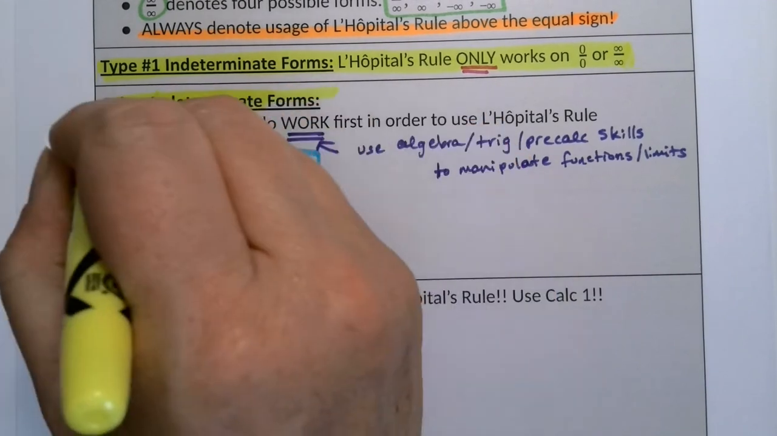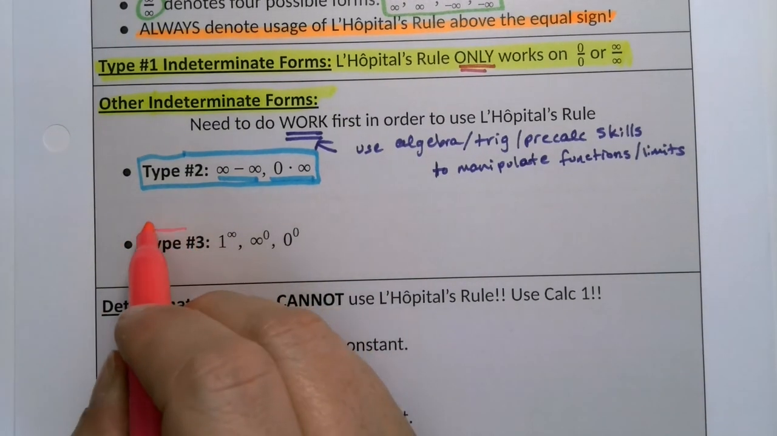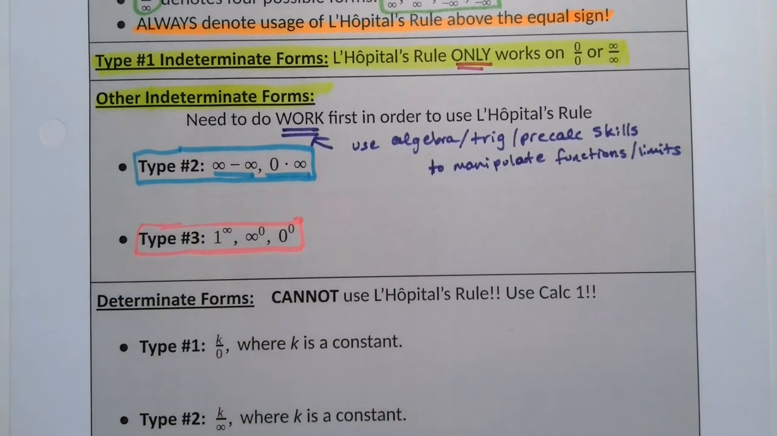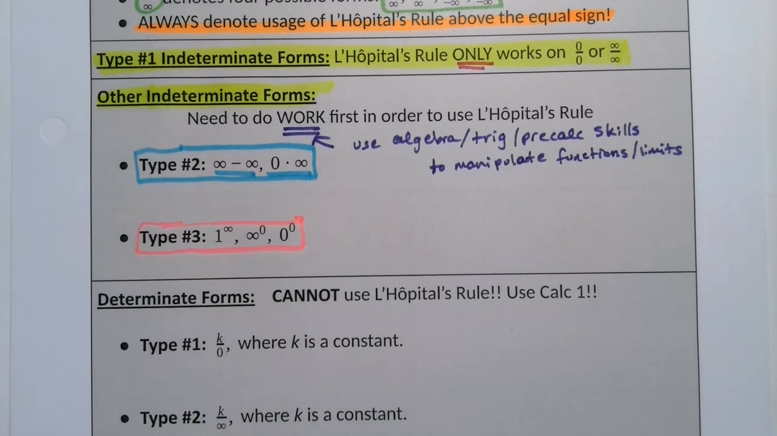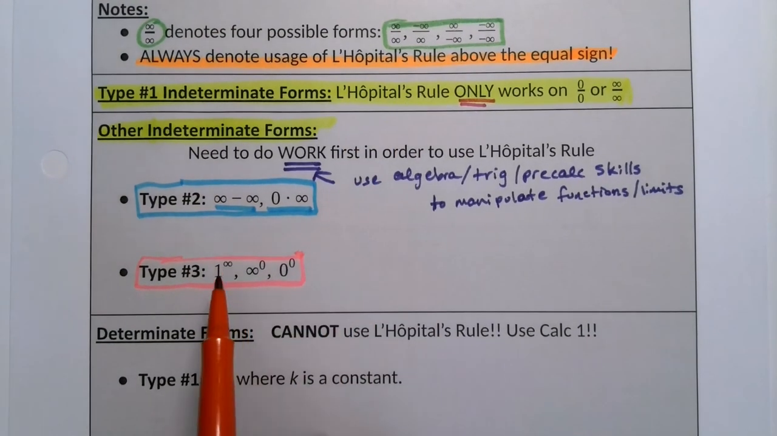All right. And then type 3 would be this type right here. 1 to the infinity, infinity to the 0, and 0 to the 0. Well, you think 1 to the infinity is 1, but it's not. This is not saying 1 times 1 times 1 times 1. What it's saying is you have a function that's approaching 1, but you're also going to infinity. So does it approach 1 fast enough that you can overtake the infinity or not? That's the question.